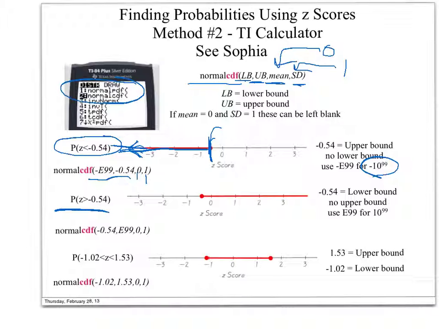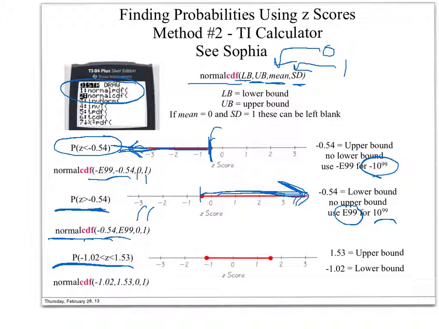For greater than, the picture here shows you that you have a lower bound of negative 0.54. And what's the upper bound in this case? Well, it's extending forever, so you enter a very large number. The large number that you enter is E99, which is scientific notation for 10 to the 99th power. That's a pretty big number, so it makes the calculator think that you're extending out forever. So if you enter normal CDF with the lower bound negative 0.54, upper bound of essentially infinity, you can leave off the mean of 0 and standard deviation of 1 if you want. I just put it there for completeness.